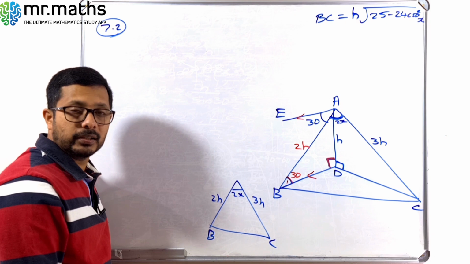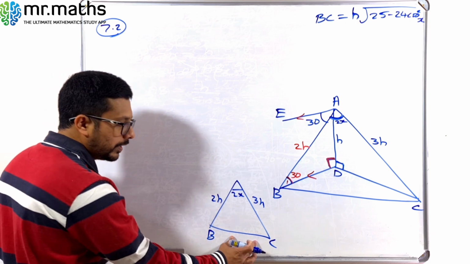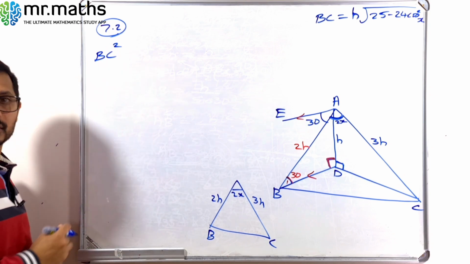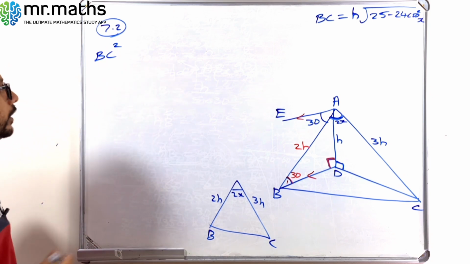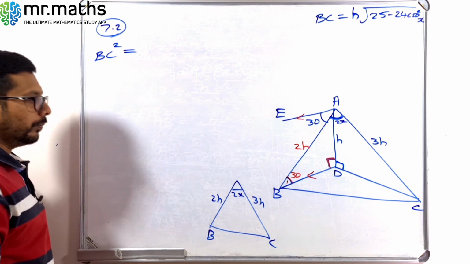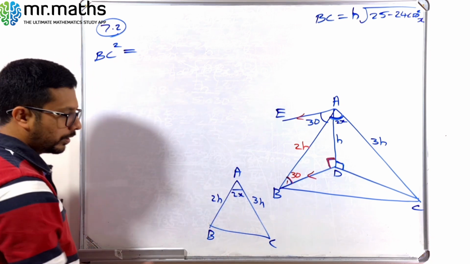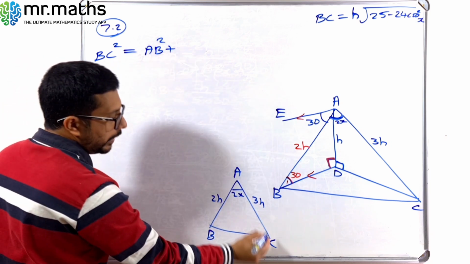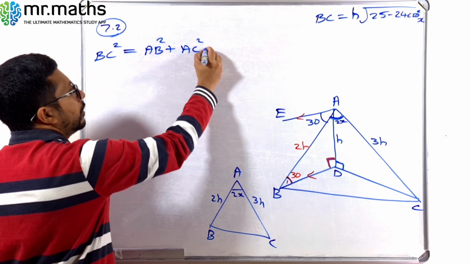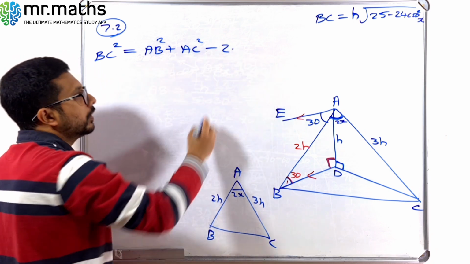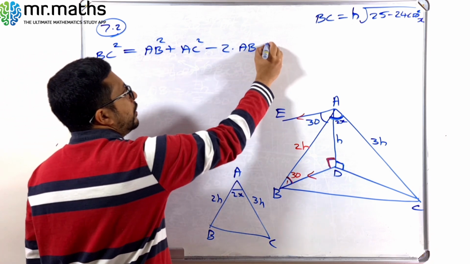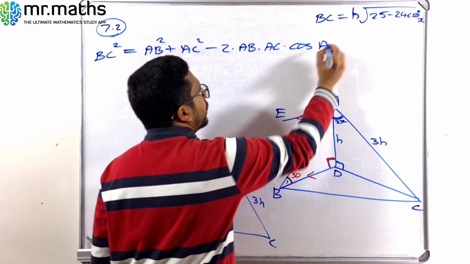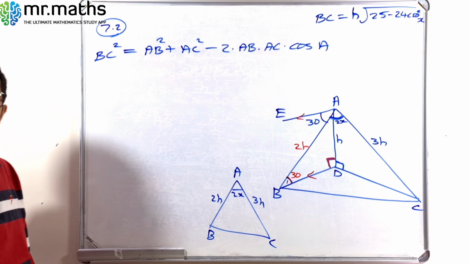We can apply the cosine rule, am I right? You have to study the cosine rule, then only you can understand this. BC squared is equal to AB squared plus AC squared minus 2 into AB into AC into cos of that angle A. That is how we can apply the cosine rule.